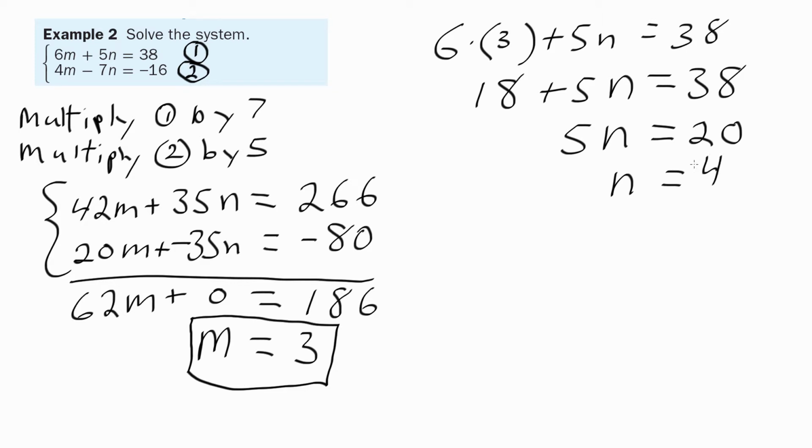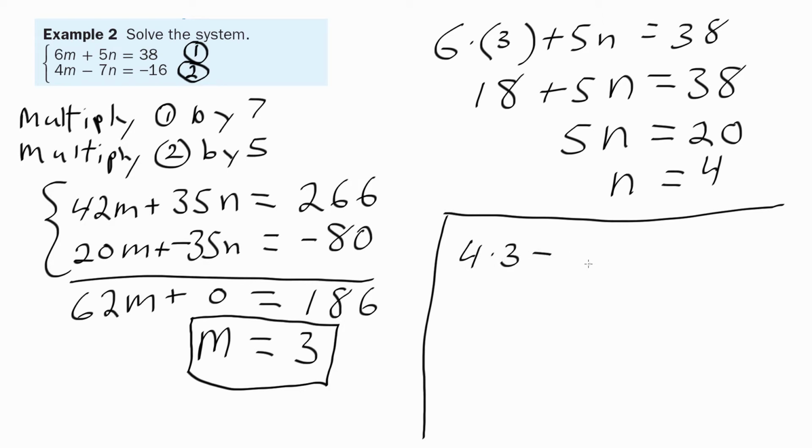Okay, well, we get two results here. We get that m equals 3 and n equals 4. We're going to check this. We could graph it. We could just pop it into an equation. I know that I got it from 6m plus 5n equals 38. I'm going to put it into the second equation and get 4 times 3 minus 7 times 4, and that should equal a negative 16.